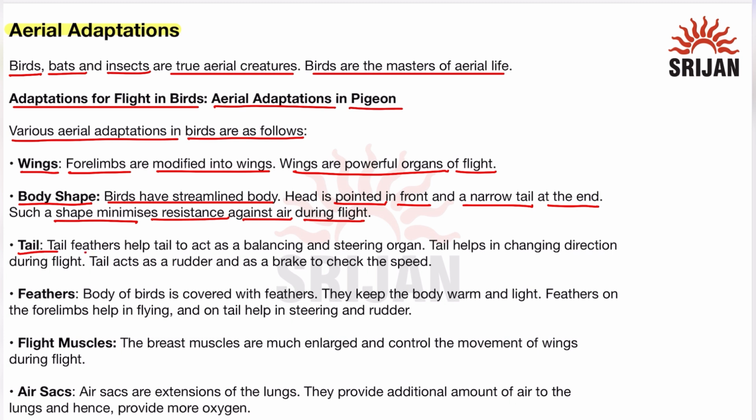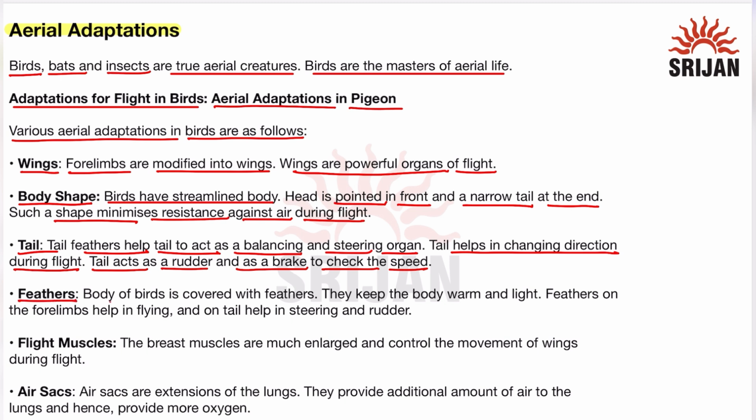Third is tail. Tail feathers help the tail to act as balancing and steering organ. Now tail helps in changing direction during the flight, and tail acts as a rudder and as a brake to check the speed. So tail generally acts as the balancing and steering organ, and it helps to change the direction during the flight of the bird.